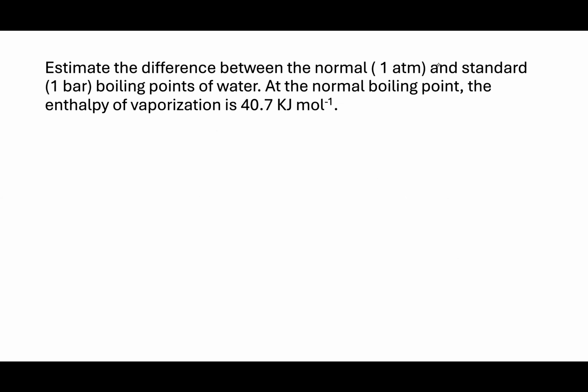Now, if we do this one, the difference between the normal boiling point, which is at 1 atmosphere, and the standard boiling point, which is at 1 bar, is a very, very small difference. At the normal boiling point, the enthalpy of vaporization is 40.7 kilojoules per mole, and again, we're going to assume that this is true. So our left-hand side was natural log of P over P star. And then we had negative delta H over R times 1 over T minus 1 over T star.